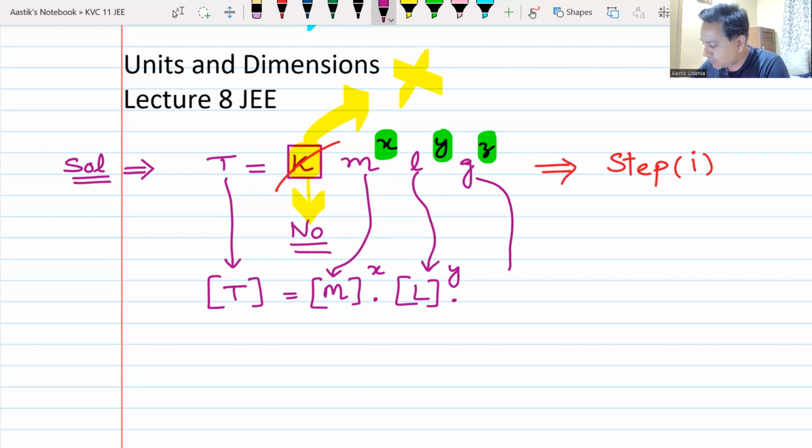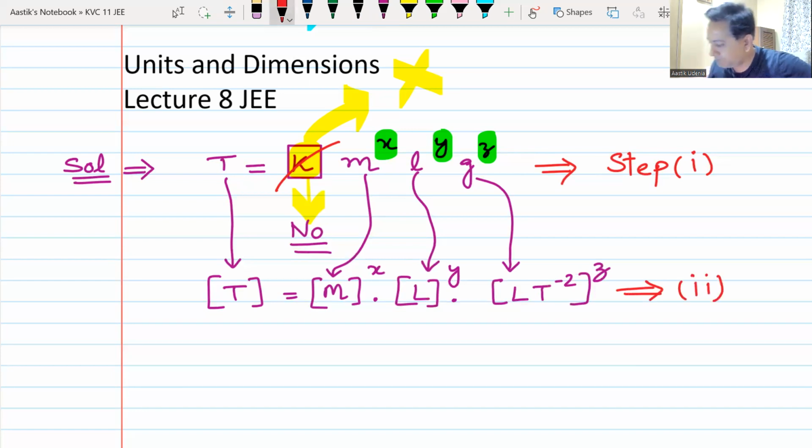What is the dimension of g, which is acceleration due to gravity? L t minus 2, and this is raised to the power of z. That finishes my step number 2. I wrote it like this.